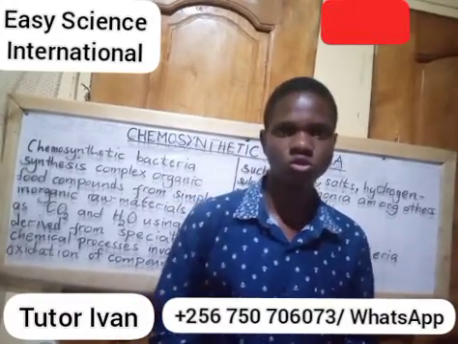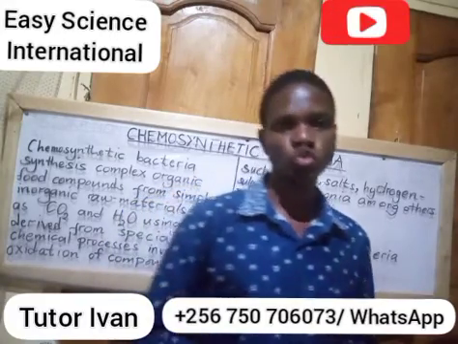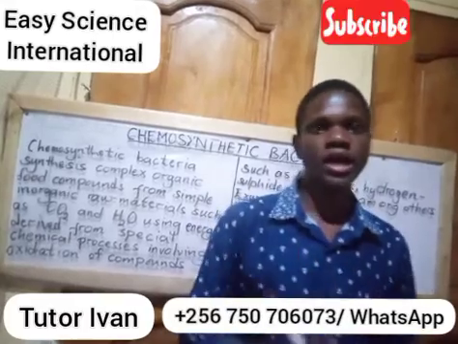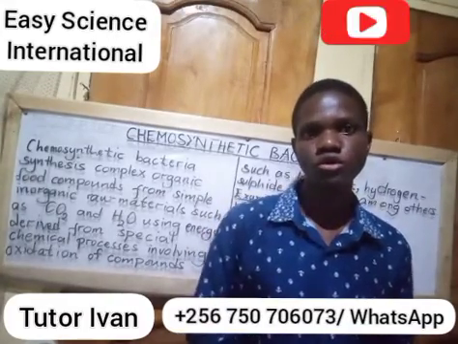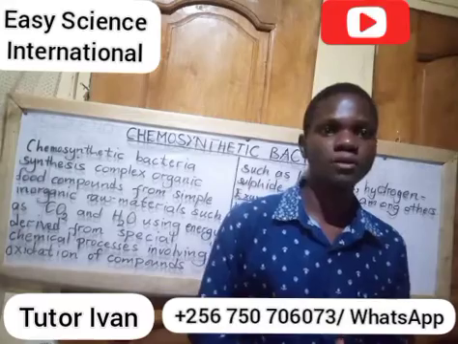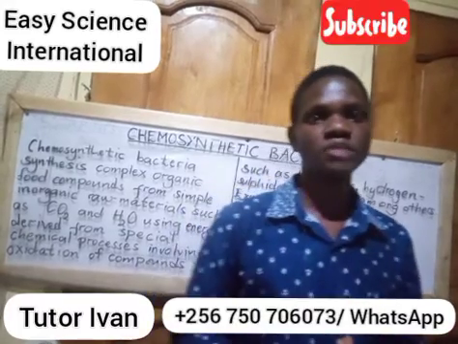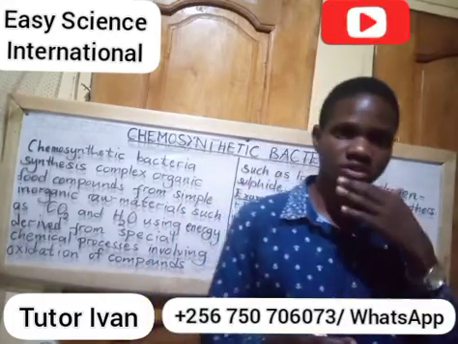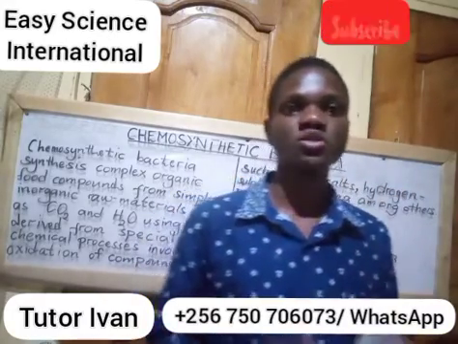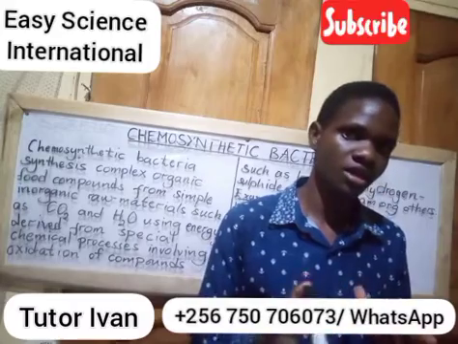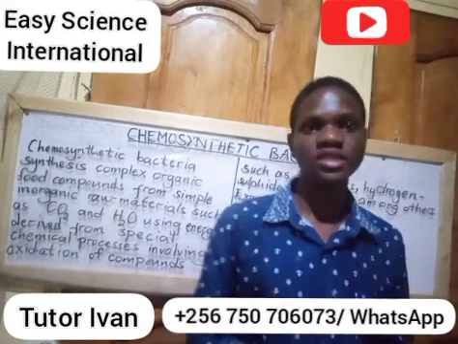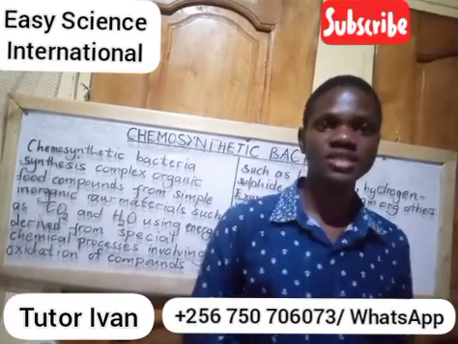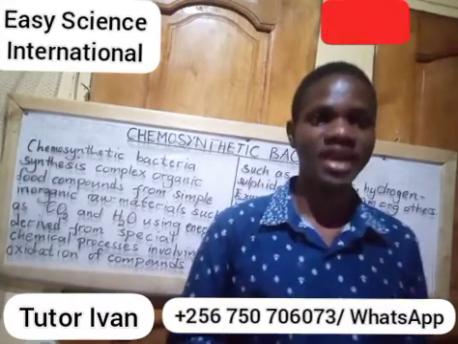Well, today we want to go further with our autotrophic nutrition. We are basically looking at autotrophic prokaryotes, and in our last tutorial we looked at autotrophic bacteria and basically the photosynthetic bacteria, and we saw that these bacteria synthesize complex organic food molecules from simple inorganic raw materials such as carbon dioxide and hydrogen sulphide, utilizing energy gotten from light.